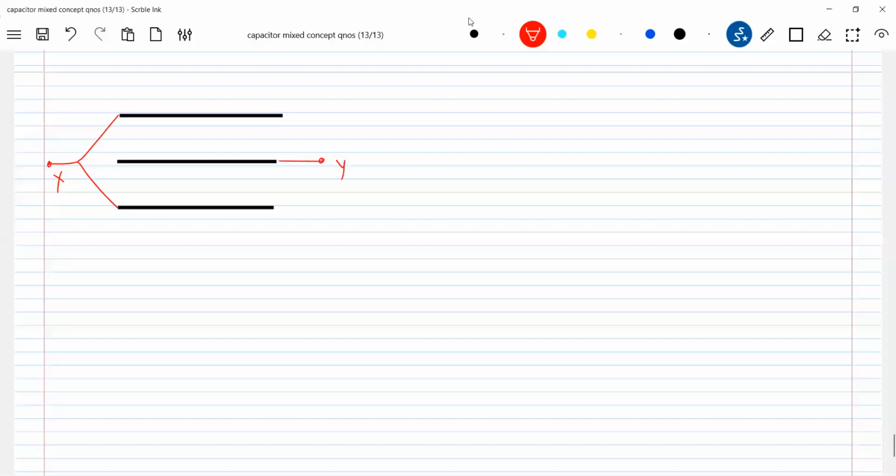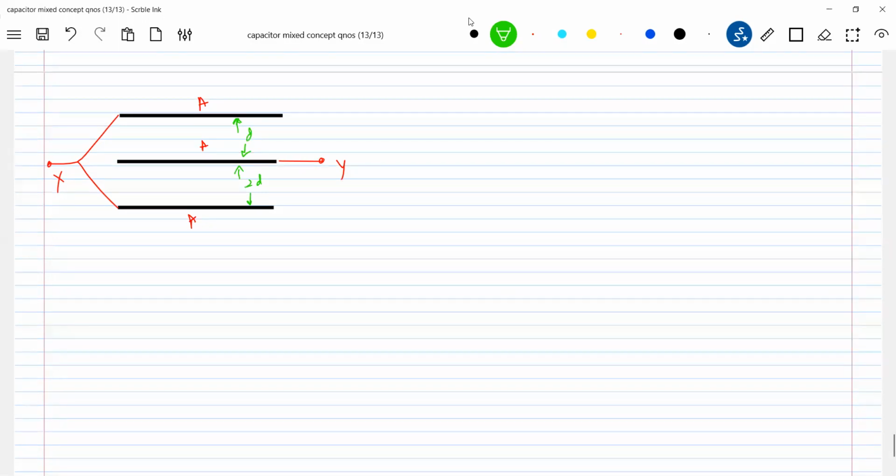And this is y. So all the plates are identical. So let me write this separation d and let it be 2d. They need not be equally separated. All the plates are identical. So we want capacitance xy.